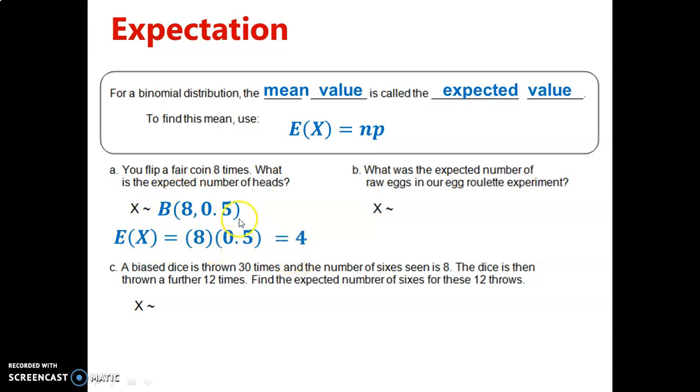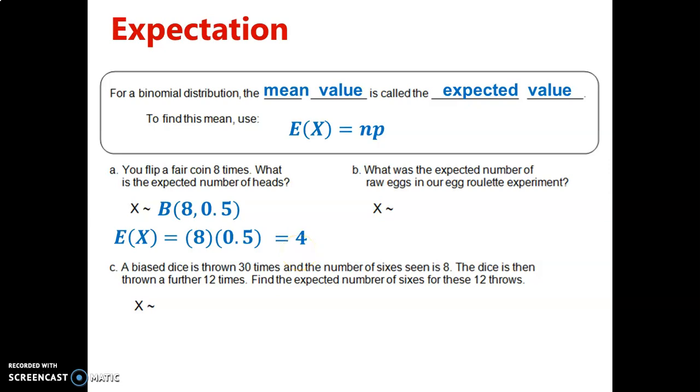That's all we do. And what's 8 times 0.5? 4. Now let's talk about that in context. If you flip a coin 8 times, and there's a 50-50 chance of getting a head or a tail, then you can say I expect to get 4 heads, because 50% of the time I expect to get a head. So that makes sense. That's what expected value means when we talk about binomial distribution. It means what is that number of times you're expected to get that, and it's 4 in this case.